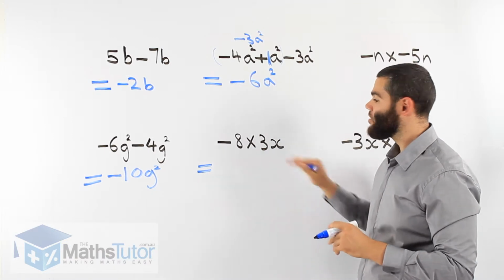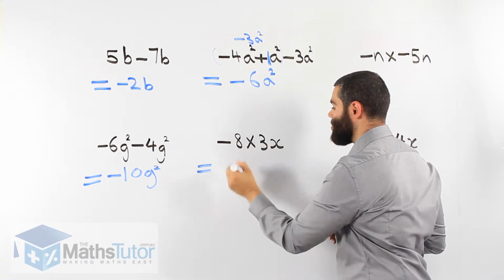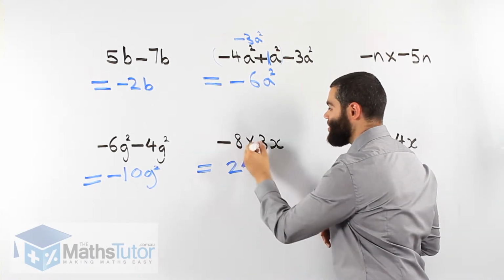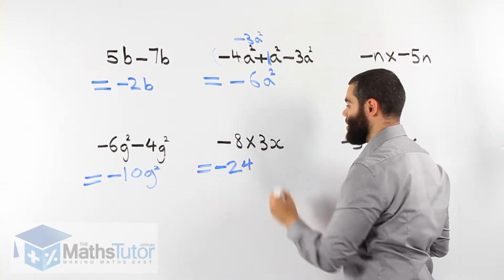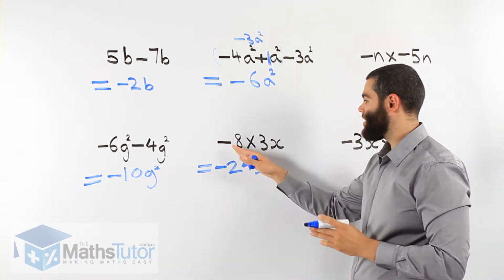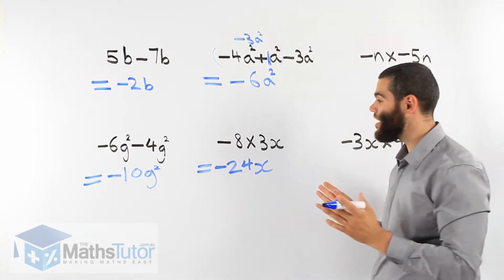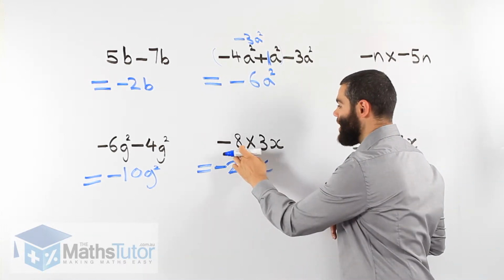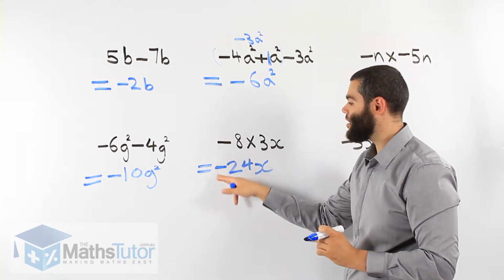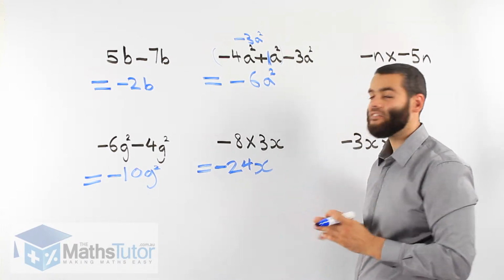Negative 8 times 3x. Negative 8. We know 8 times 3 is 24. The negative, there's only one negative, it stays. And x, negative 24x. Negative 8 times 3x, negative 24x. So nothing changes. Normal. Negative 8 times 3 we know is negative 24. 8 times 3 is 24. One negative stays in the answer because one negative in the question, and the x comes down.